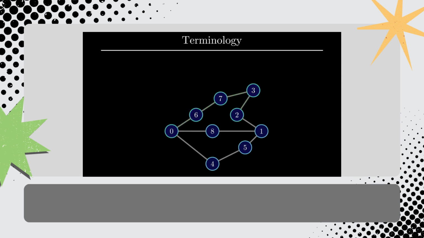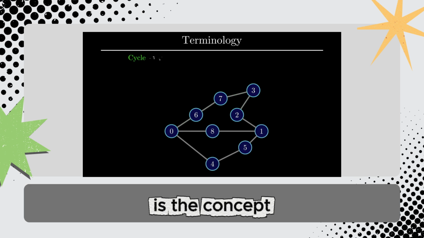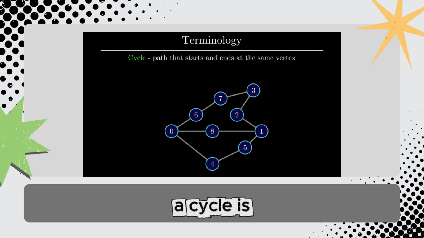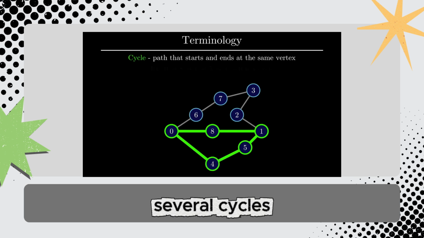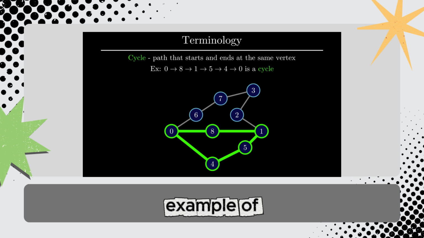A related idea to a path is the concept of a cycle. A cycle is defined as a path that starts and ends at the same vertex. One key note about cycles is that all cycles are paths, but not all paths are necessarily cycles. There are several cycles in this graph. Here's an example of a cycle that begins at vertex 0 and ends at vertex 0.